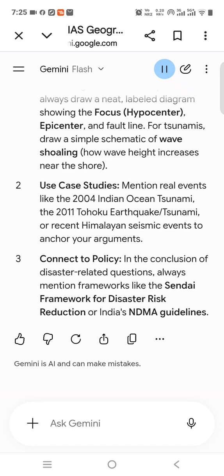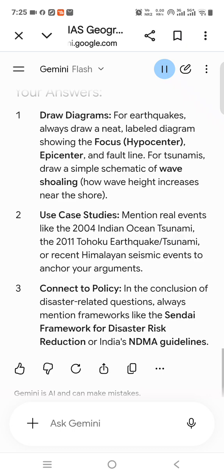Question. Coastal eco-shields, such as mangroves and coral reefs, act as the first line of defense against marine hazards like tsunamis and storm surges. Discuss the ecological and economic imperative of restoring these bioshields. 20 marks, 250 words. Section C, Integrated and Comparative Questions.